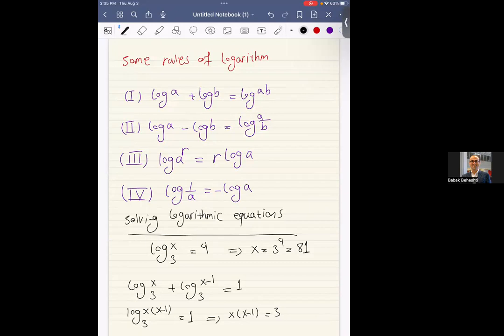But here there is a point. You see, in this formula, x must be positive for the first logarithm to make sense, because you have log x. What is the domain of x? Positive numbers. How about log of x minus 1? What is the domain of log of x minus 1?